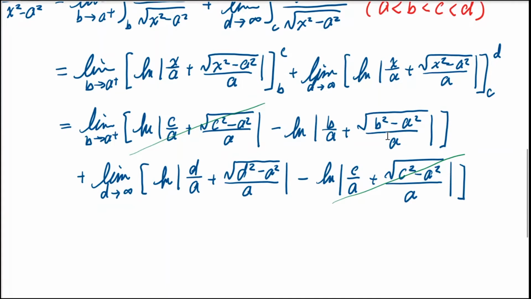Now we'll take the limit, okay? So when we take the limit, b becomes a, so this becomes 1, right? This thingy becomes 1, and this thingy, b becomes a, so this thingy becomes 0. So far so good, so we have ln 1. Say yes. Okay, and d approaches infinity. That means this whole thing approaches infinity now, doesn't it?